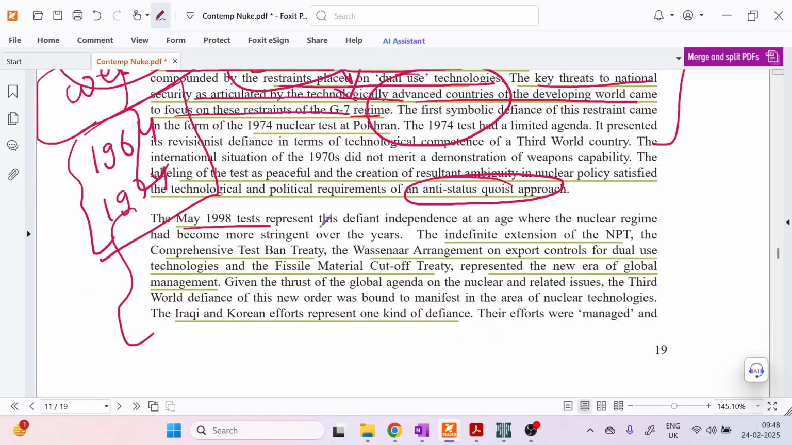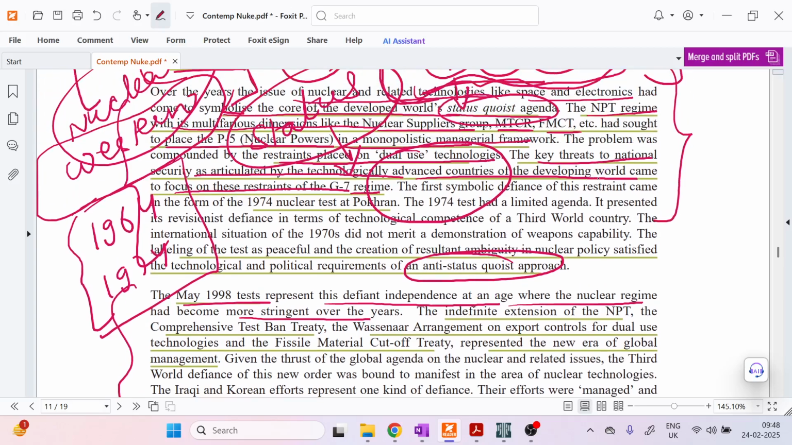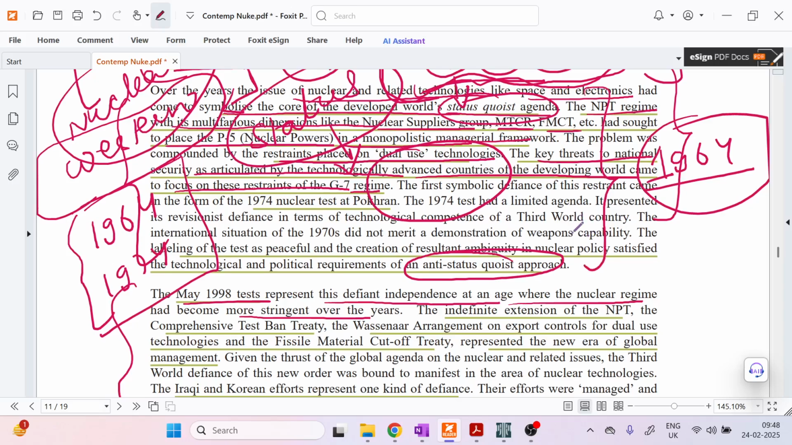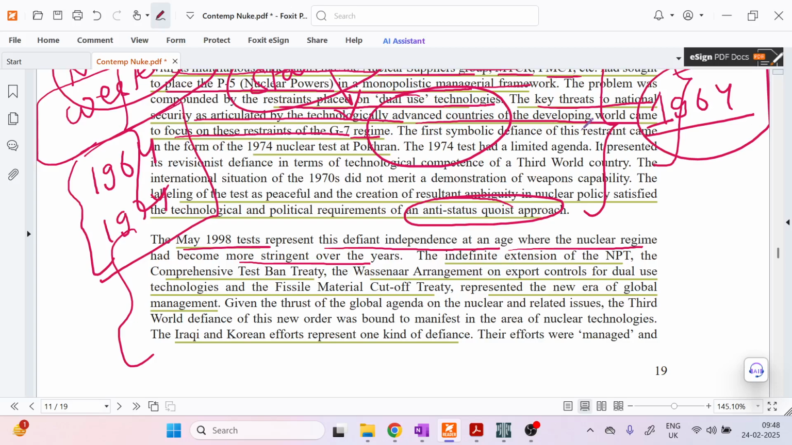The May 1998 test represents defiant independence at an age when the nuclear regime had become more stringent over the years. China tested its nuclear weapon in 1964, but at that time the norms for safeguarding against nuclear proliferation were not that strict, and the whole regime was still in the making. But when all such safeguards were put in place and the issue of nuclear testing became more strict over the years, the May 1998 test, the Indian test, which was subsequently followed by the Pakistani test in the same year, represented a new age: that more stringent, more strict norms cannot stop any country from going nuclear.